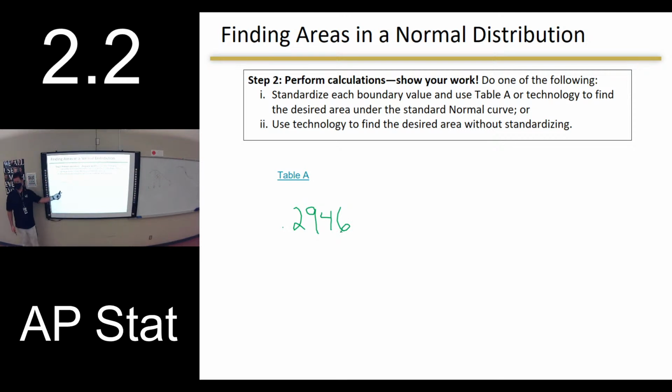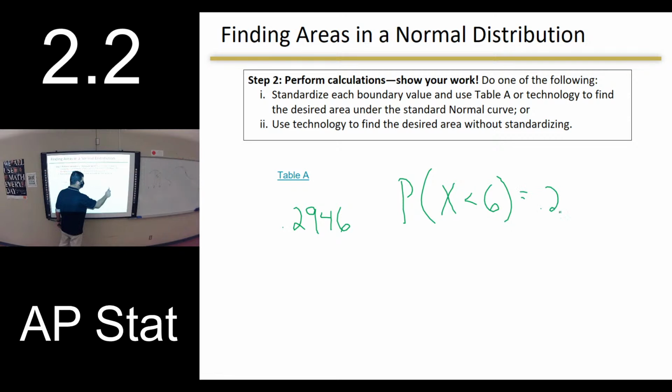Typically, I'll write all of them, but I don't care if you write down 0.2. Don't write down 0.3, but 0.29 will work, 0.295 will work. So your answer to this problem is the probability that x was less than 6 is equal to 0.2946. And that would be perfectly acceptable for the answer if you showed the graph, showed the work, and put this answer.